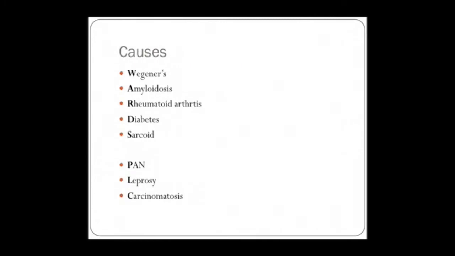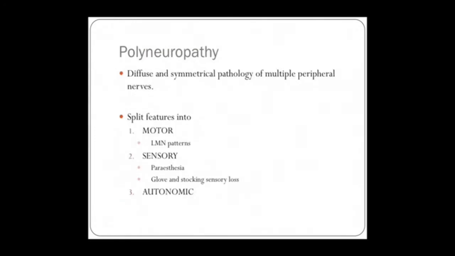This is the way you remember the causes of mononeuritis multiplex. Okay, WARDS PLC, one of the most famous mnemonics. Okay, Wegener's, amyloid, rheumatoid, diabetes, you can read. Okay, but just remember and try and remember these specific causes. Okay, finally, polyneuropathy. What is polyneuropathy? Basically, you've got a pathology of multiple nerves, and it's usually symmetrical.